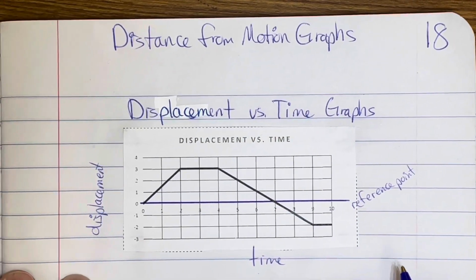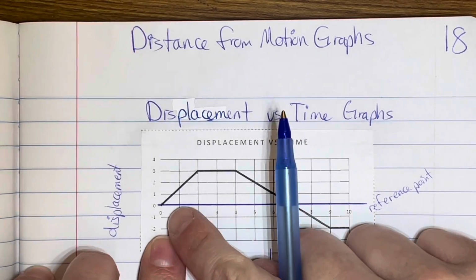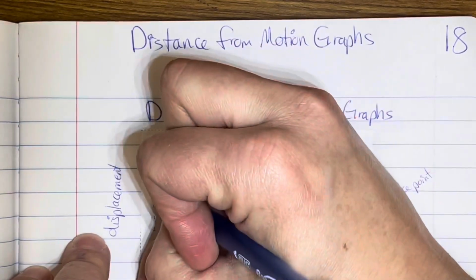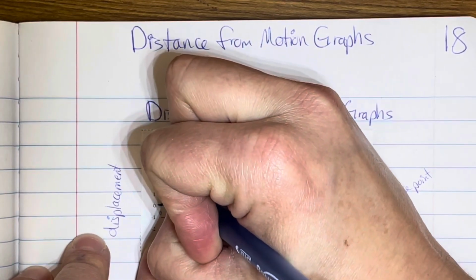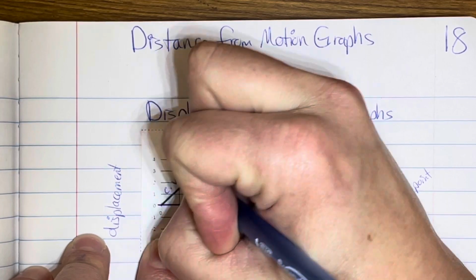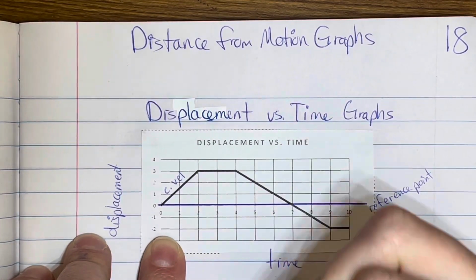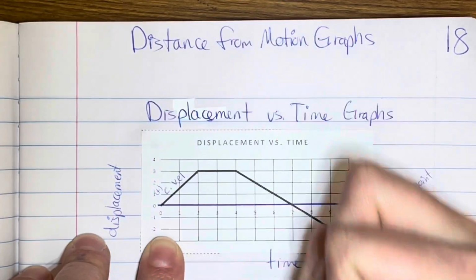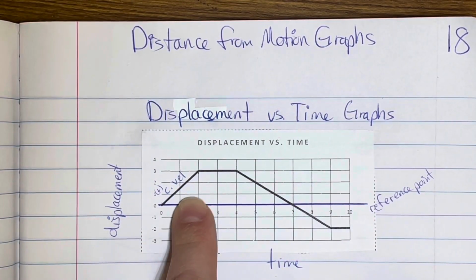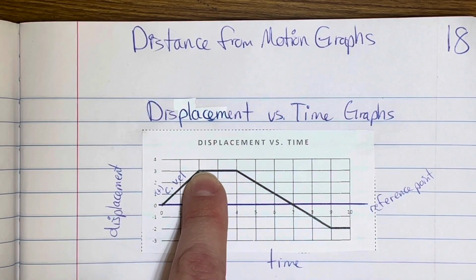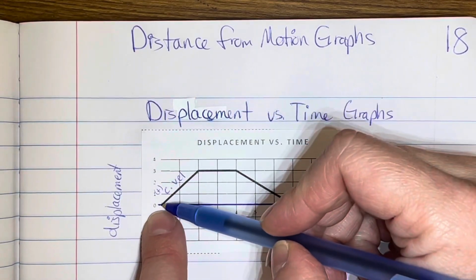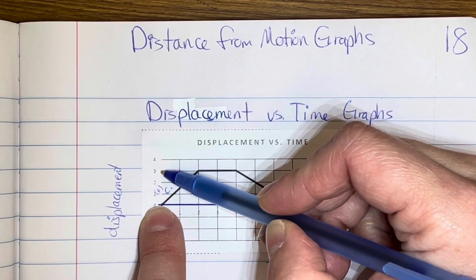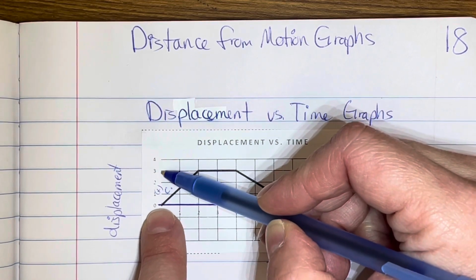Okay, so analyzing this in pieces, this first section right here, we have a constant velocity. So I'm going to just label it constant velocity. And I'm going to put a positive in front of that because it's going in the positive direction because it has a positive slope. So it's moving in the positive direction. How far did it move? Well, in 2 seconds, it moved 3 meters. It went from 0 to 3.